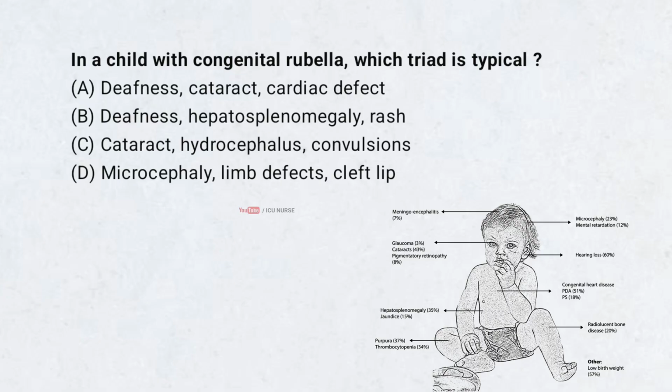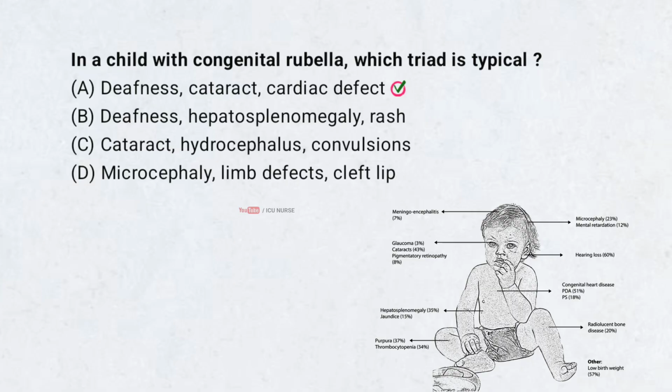In a child with congenital rubella, which triad is typical? A. Deafness, cataract, cardiac defect. B. Deafness, hepatosplenomegaly, rash. C. Cataract, hydrocephalus, convulsions. D. Microcephaly, limb defects, cleft lip. Correct answer A. Deafness, cataract, cardiac defect.